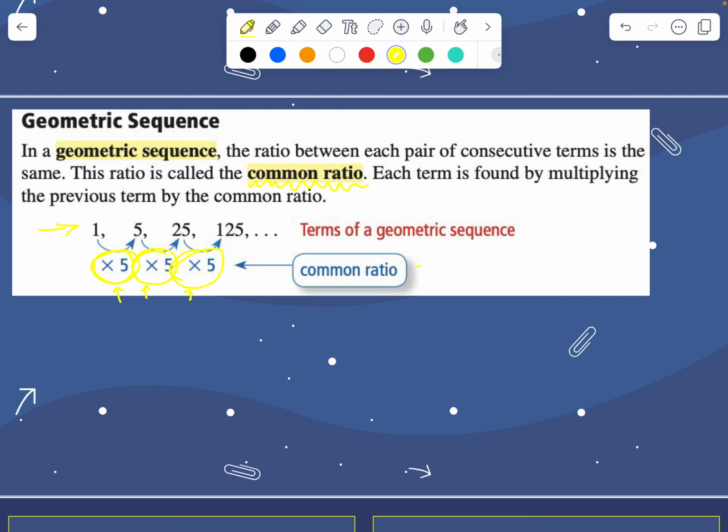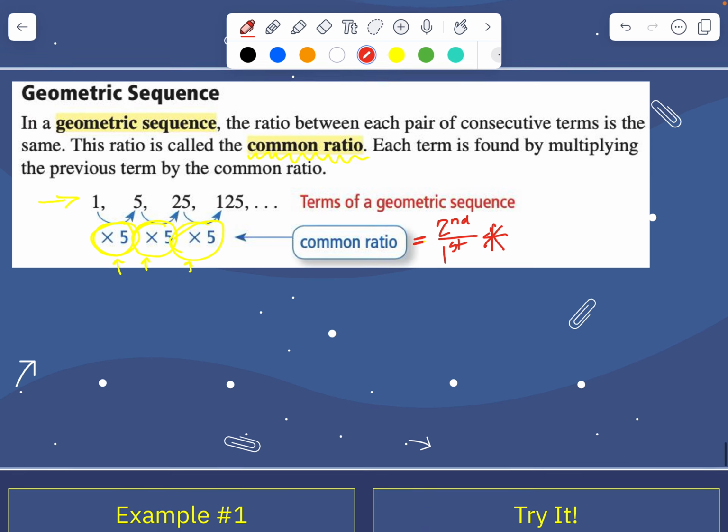We can always find, and this is more helpful with a geometric, our common ratio by doing the second term divided by the first term, and that will give us our common ratio. When we're multiplying, especially when it's by a fraction, it can be kind of difficult to see what the common ratio is. So I would make sure to have this down: the second term divided by the first term.